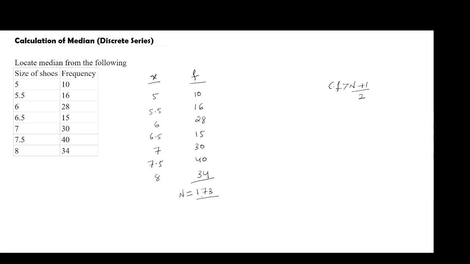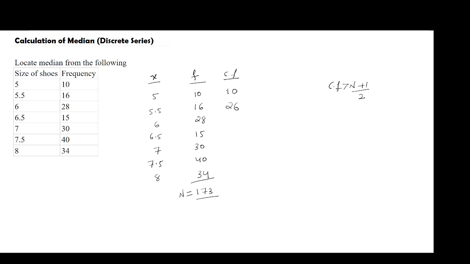So this is the total of frequency, the capital N value. Now we have to find whether the cumulative frequency is greater than N plus 1 by 2. To find this, first we calculate cumulative frequency. How do we calculate it? Keep the first frequency as it is, 10, because we assume the previous value is 0. So 0 plus 10 is 10. Next, 10 plus 16 is 26. Cumulative means adding up, so you keep on adding the frequency.